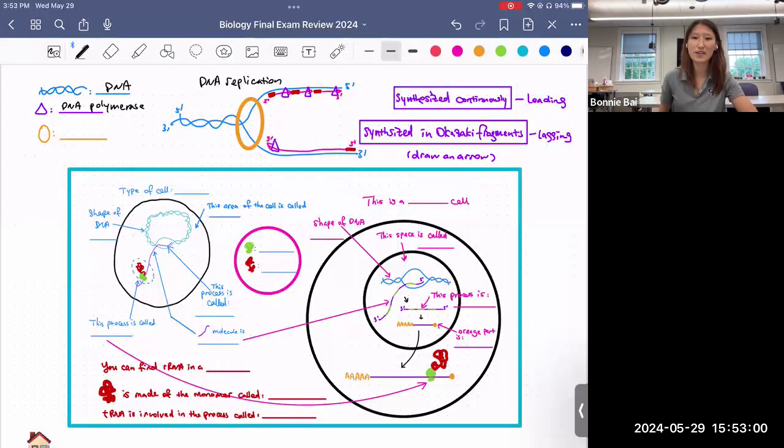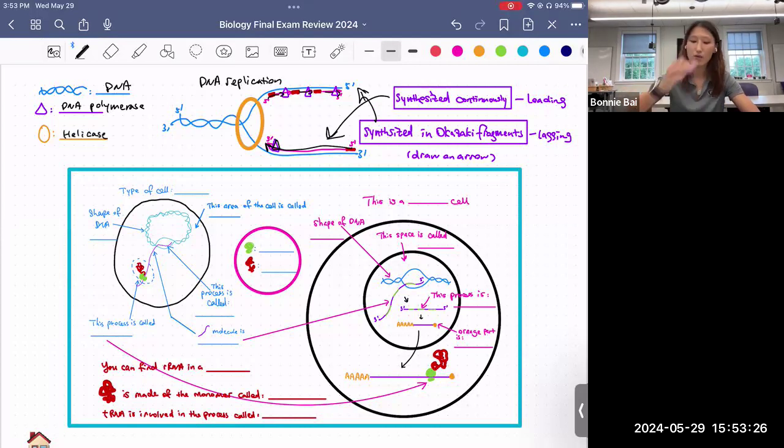So DNA polymerase is the one that's actually adding on to the DNA, right? In this one it's 5 to 3 towards, and 5 to 3 away on the top. So that means synthesized continuously is on the bottom, and synthesized in Okazaki fragments is the one on the top. So the leading strand is on the bottom strand, the lagging strand is on the top strand. And then we have the big circle that's doing the unzipping, that is called helicase.